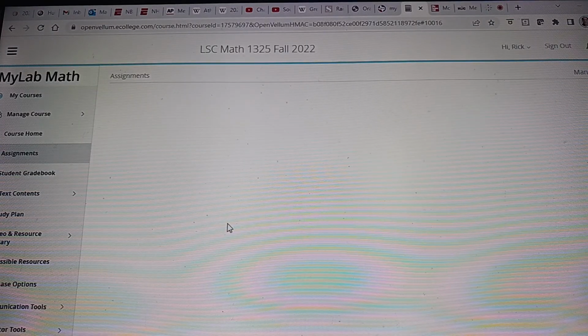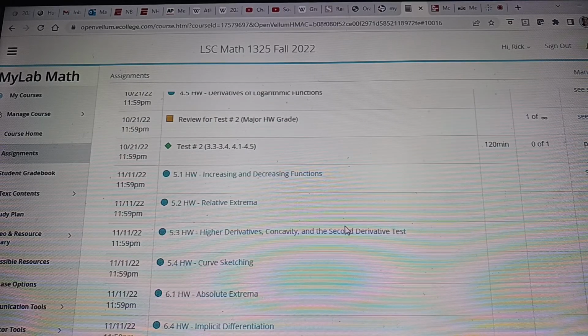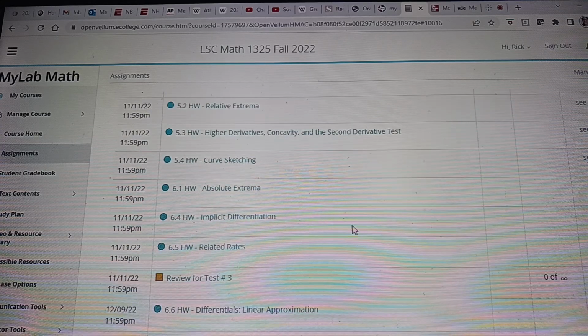Back here in the assignments, we're now 4 sections down and 3 to go. So we've done 5-1, 5-2, 5-3 last week. This week is 5-4, 6-1, and 6-4. And then next week we're going to do 6-5 in the review. So we're halfway done basically with the assignments, and I'll see you next time for Chapter 6.